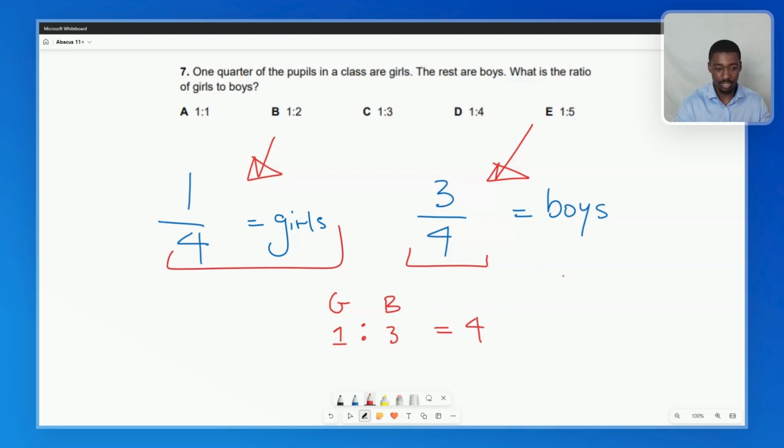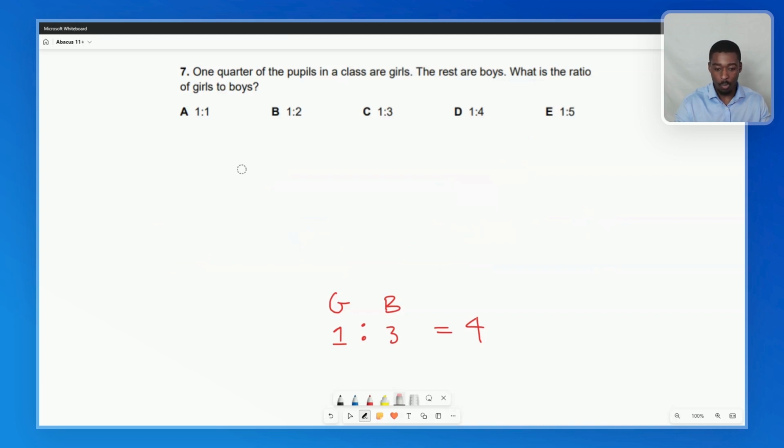And we can even prove this. Let's say we had a class of 12 pupils, okay? You have a class of 12 pupils. If 1/4 are girls, that's 1/4 of 12, right? Giving us 12/4. Cancel vertically, we have 1 and we have 3, so it's 3/1, right?